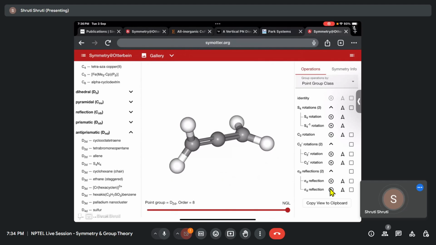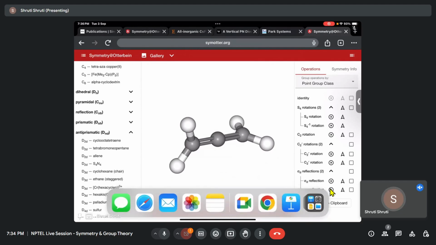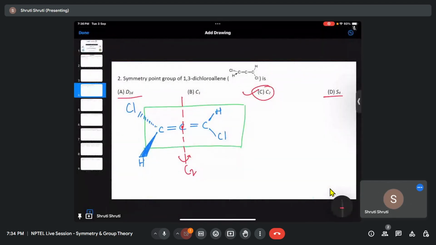But when you change these 2 atoms, the symmetry point group reduces to C2. We are only left with C2. The sigma planes are gone now because we cannot exchange H and Cl anymore. This exchange is not allowed. So the planes are not there.